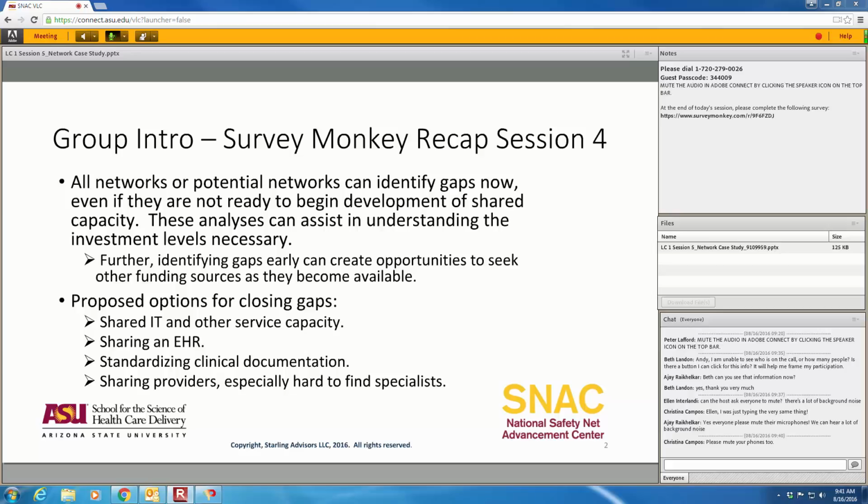And the last example that was provided was the sharing of providers, especially hard to find specialists. And I know for a fact that some of the folks in this group are actually considering ways to potentially explore how to leverage scarce specialist providers across their various organizations, because it's very challenging to meet the needs, particularly of smaller communities who may not require necessarily full-time access to certain specialists, but do have specific needs for certain specialties in the care that they provide.